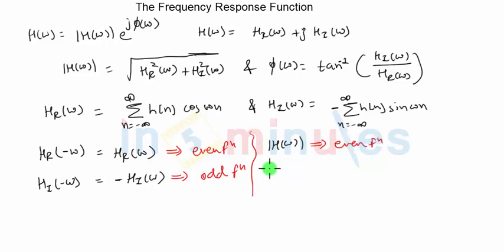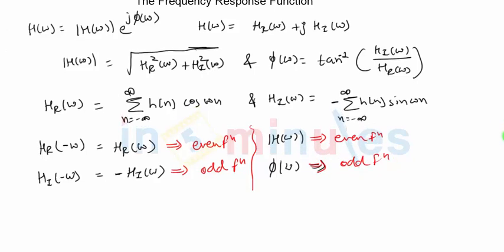And if I consider the phase function here, if I take tan inverse of Hi of minus omega upon Hr of minus omega, Hr of minus omega is the same as Hr omega, Hi of minus omega will be minus Hi omega, and in tan inverse of minus theta, that minus will come out, so it's minus tan inverse of the same thing, and that makes the phase part an odd function.